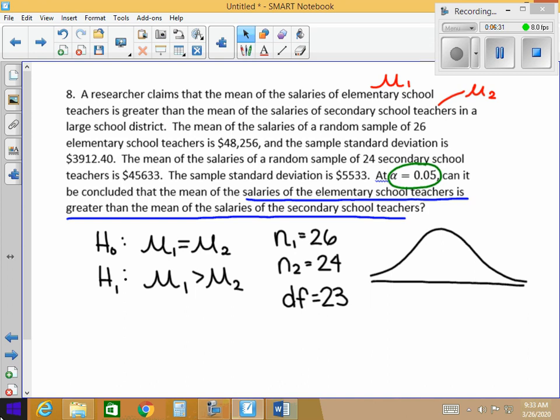Because of the greater than sign, I am looking at a right-tailed test. My first non-two-tailed test. A right-tailed test with degrees of freedom at 23, alpha equals 0.05, and I'm going to find out that the t-score is 1.714.